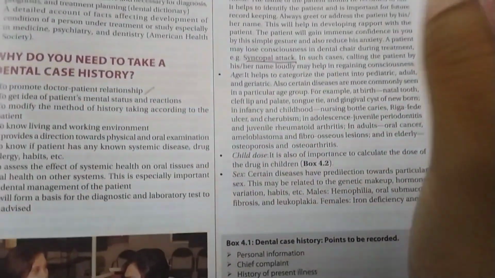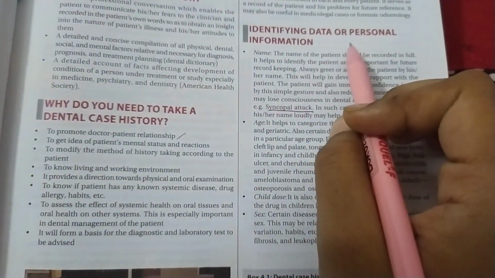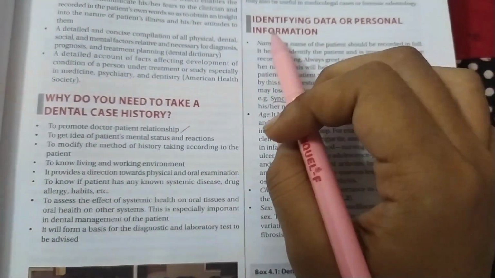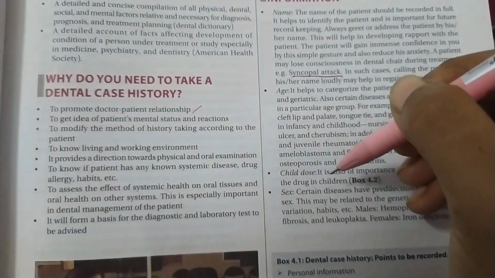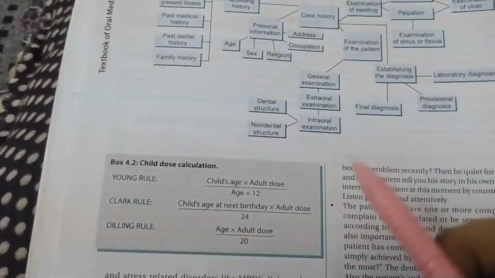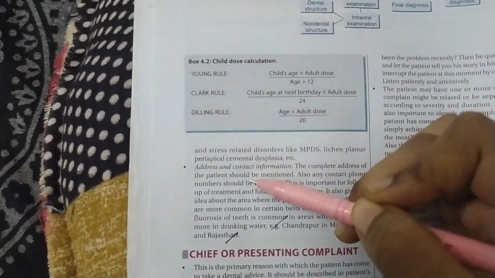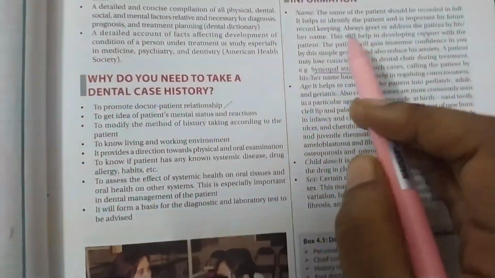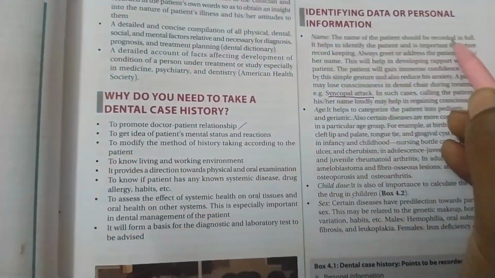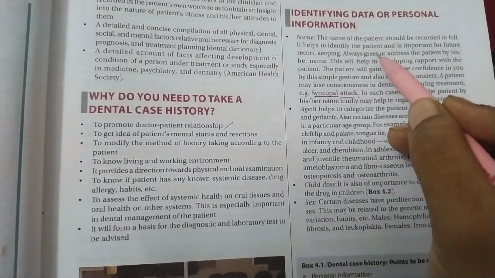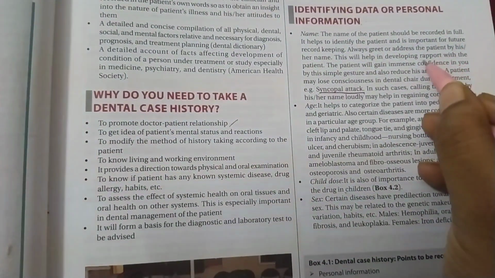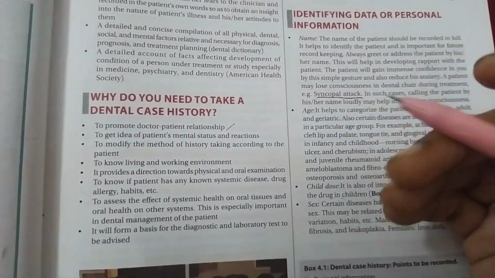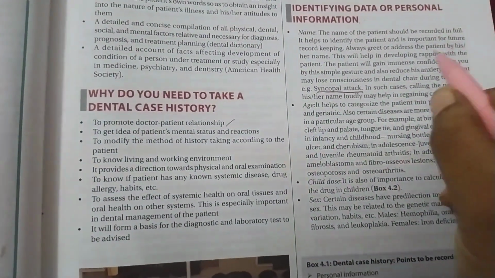So first in this we'll start with the demographic information. Demography is the personal information. This is known as demography. It includes name, age, then sex of the patient, and then address. What is the importance of name? Name is for record, to identify the patient, to greet the patient, and to help to develop a rapport with the patient so that the patient feels comfortable if we call him by his name.